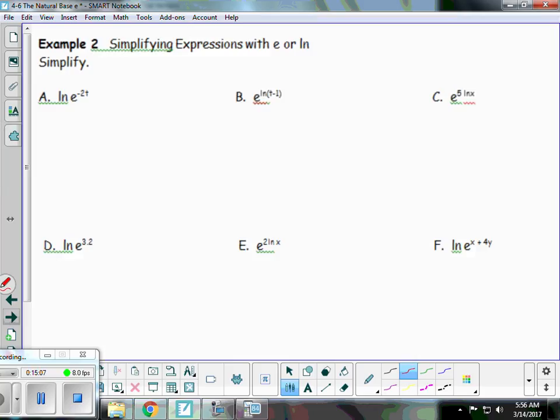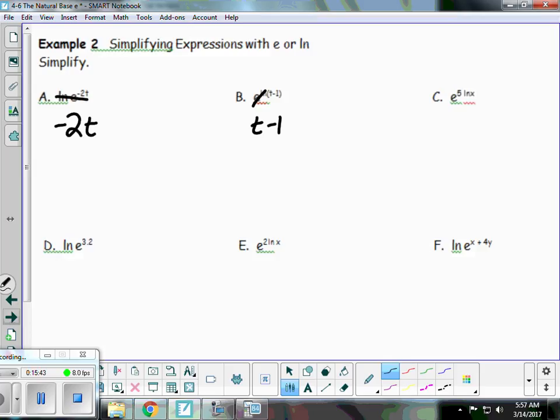Okay, so remember, if a logarithm and an exponential function have the exact same base, there are some canceling properties that we can use. So for part A, this is natural log and the base e, that cancels because they have the same base, and we're just left with negative 2t. Same thing if it's written as an exponential function raised to a power of the natural log. Those cancel because they have the same base, and we're left with t minus 1.